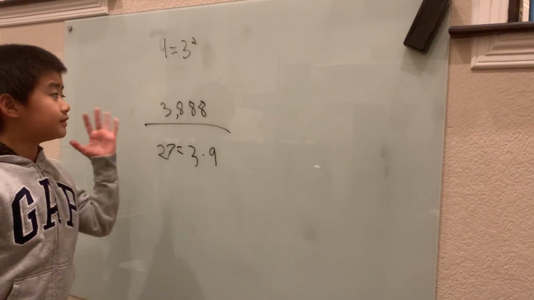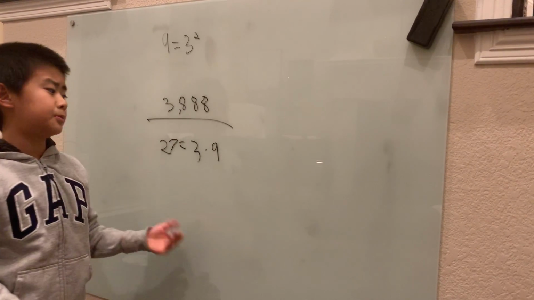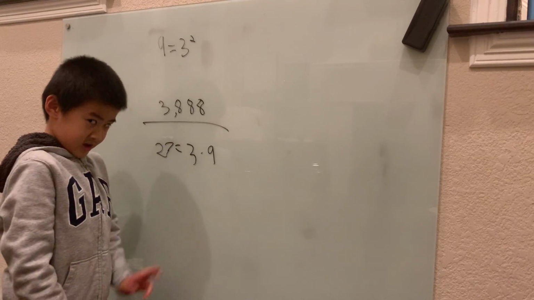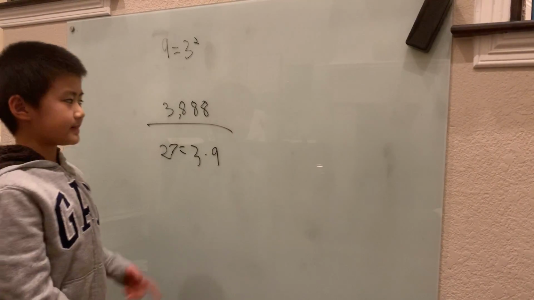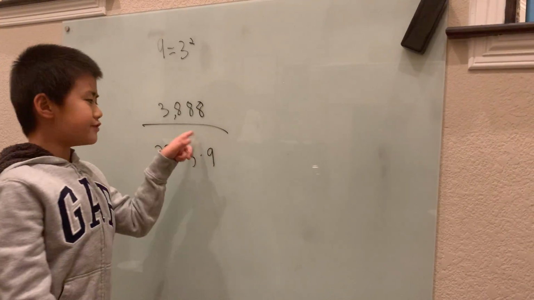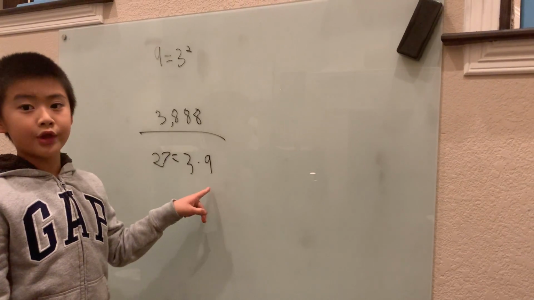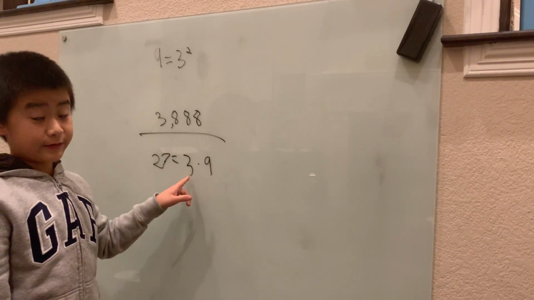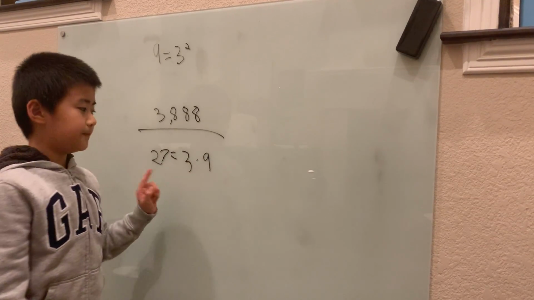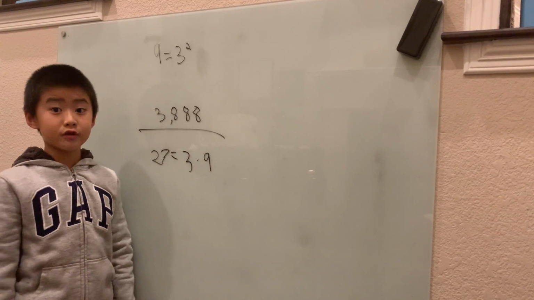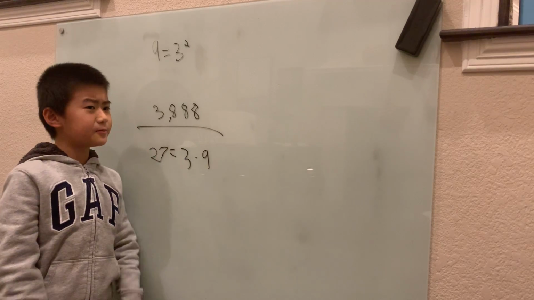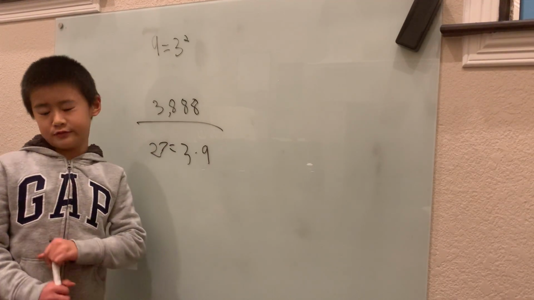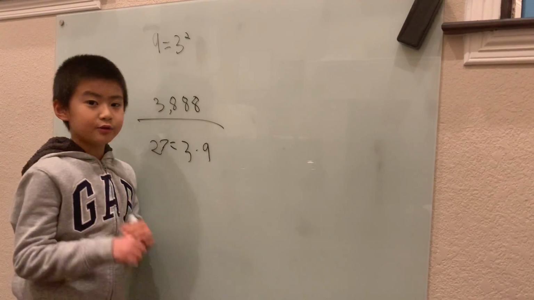3,888 not only is it a multiple of 9, it's also a multiple of 3. This is how we define it. Any number that's a multiple of 9 has to be divisible by 3. It also has to be a multiple of 3. But not every multiple of 3 has to be divisible by 9. It doesn't go the other way.